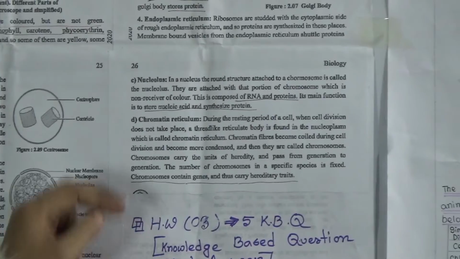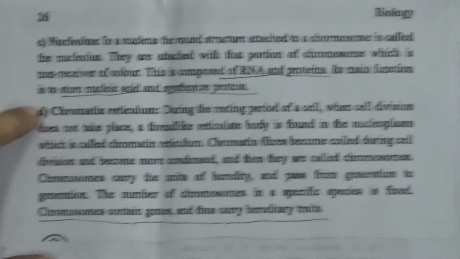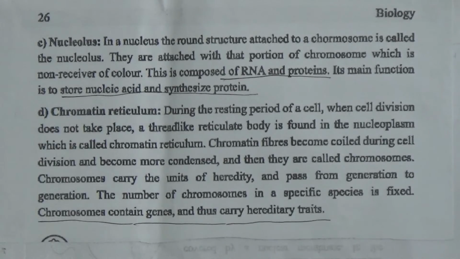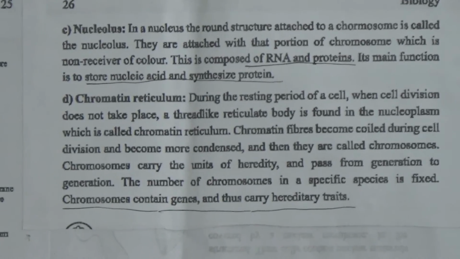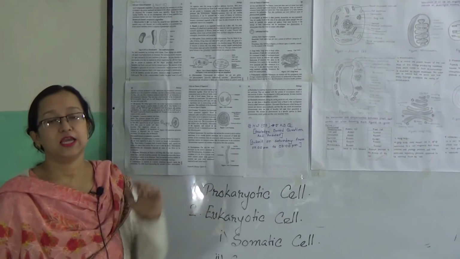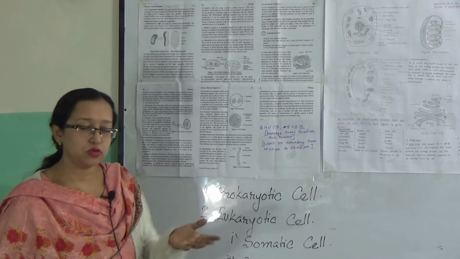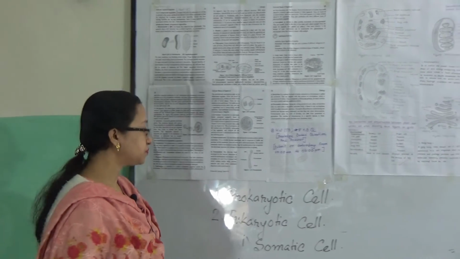That means the chromosome reticulum contains the genes and carries heredity from generation to generation, and the number of chromosomes is specific in any species. That means in human it is 22, and in cows or in dogs its chromosome number is different.